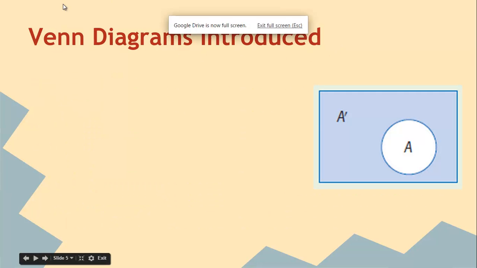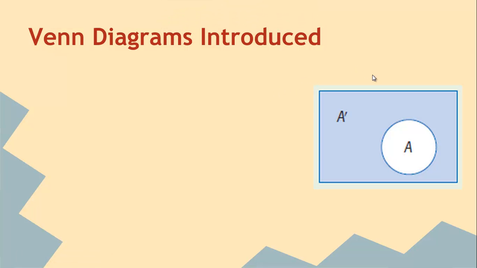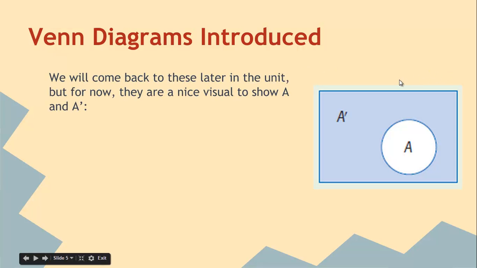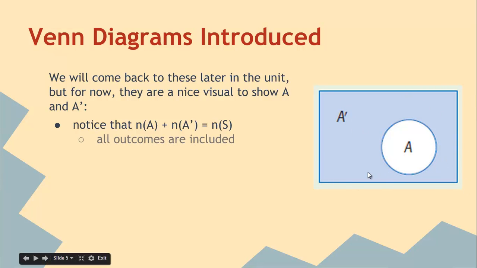Venn diagrams are little pictures that demonstrate the same concept, and they help us wrestle through more complicated probability as well. We'll spend more time on Venn diagrams later on, but I wanted to introduce them now. They really show A and A prime. Notice that A plus A prime is the entire n(S), so everything inside this box is n(S). A prime is everything not including the circle.